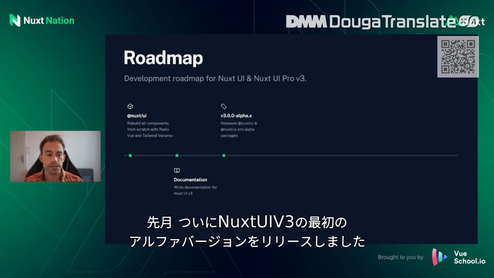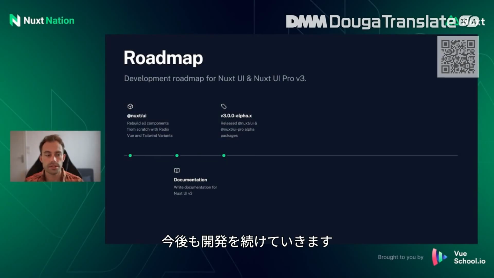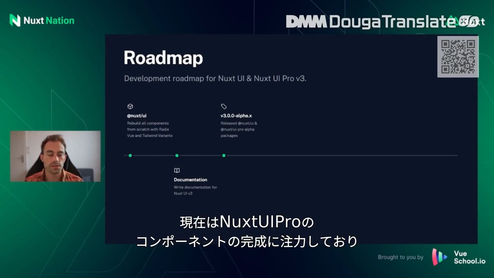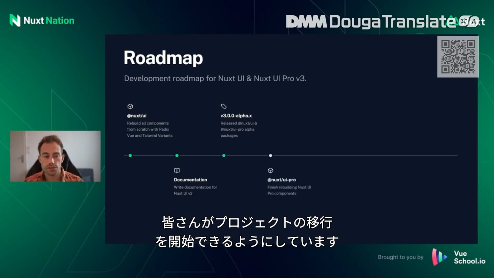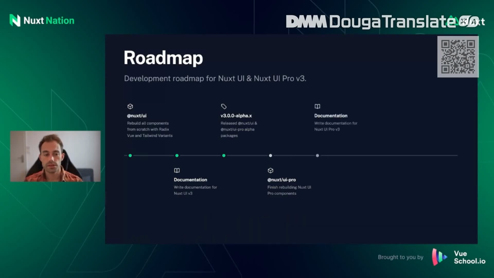Last month, we finally released the first alpha version of Nuxt UI v3. We are already at the alpha 8 version with lots of improvements, and we'll continue shipping. We're now focused on finishing the Nuxt UI Pro components so you can start migrating your projects. We also have to write the docs for Nuxt UI Pro v3.